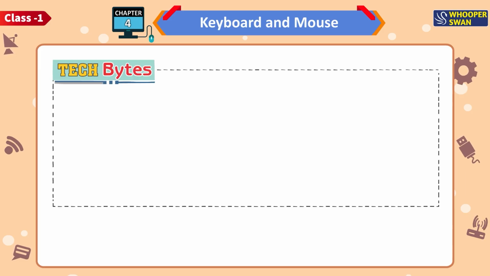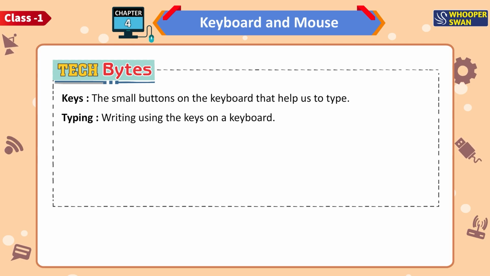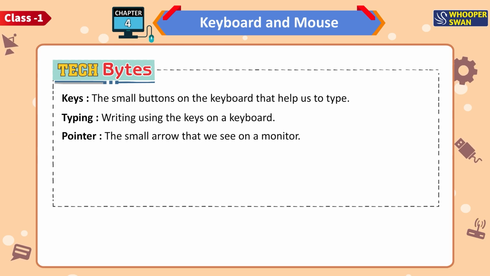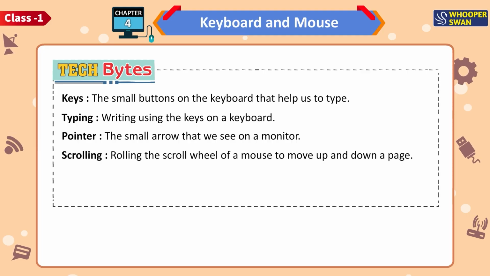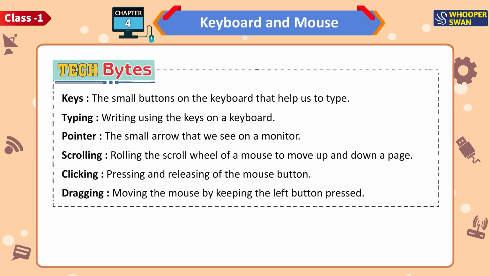Tech bytes. Keys, the small buttons on the keyboard that help us to type. Typing, writing using the keys on a keyboard. Pointer, the small arrow that we see on a monitor. Scrolling, rolling the scroll wheel of a mouse to move up and down a page. Clicking, pressing and releasing of the mouse button. Dragging, moving the mouse by keeping the left button pressed.